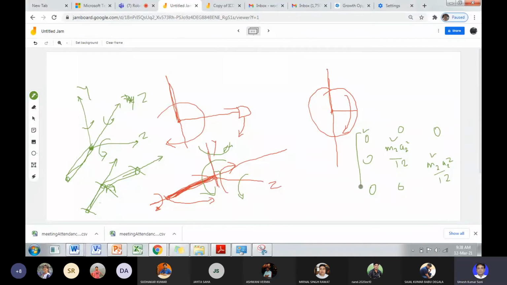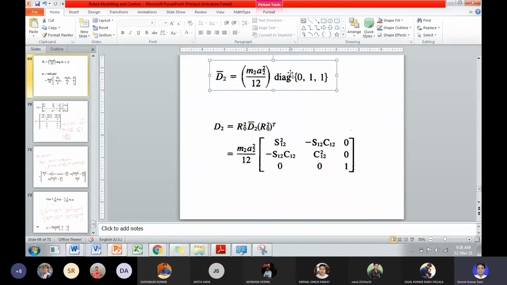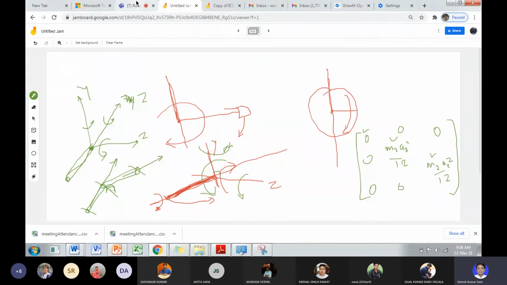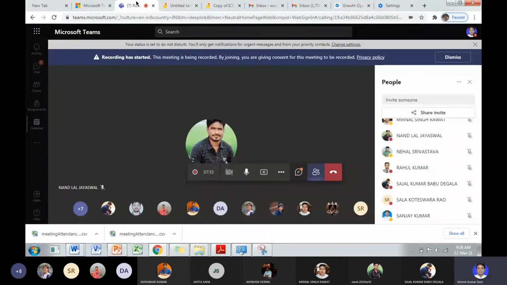So it is taking the diagonal elements equal to m2 square by 12, and 0 value in the same direction of the link. So this has been taken. So you calculate the d2. Who has calculated the d2? d2 for the second link, the inertia tensor for the second link with respect to the base frame. Who has calculated till now?